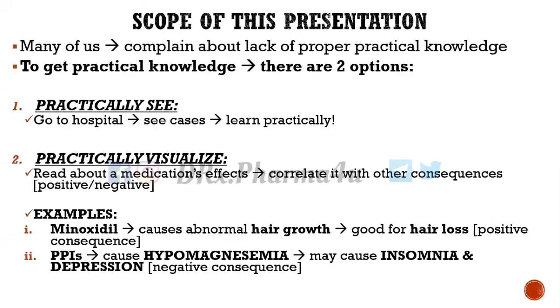As you know, the scope of this presentation is to enhance your practical knowledge at the highest level possible. To get practical knowledge, there are two options. Either practically see, that is, you go to the hospital, you see such cases, and you get a picture of how things work and why. Or practically visualize, which means you study a particular thing from a book, an article, or a website, and you correlate its effects with some other condition. So the examples have been written here.